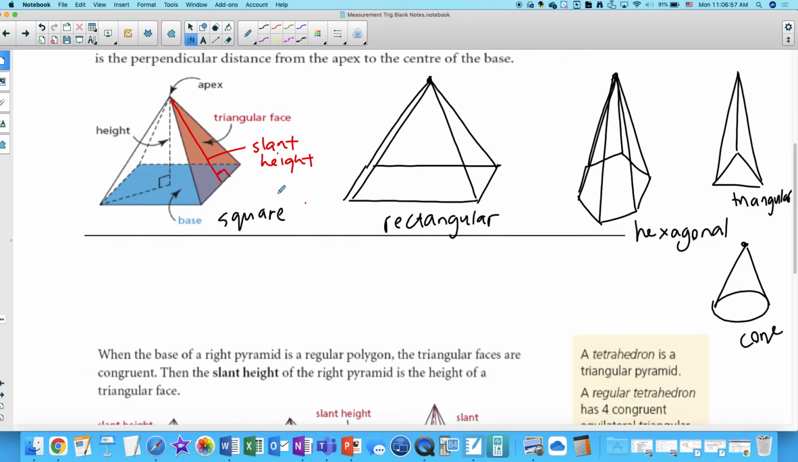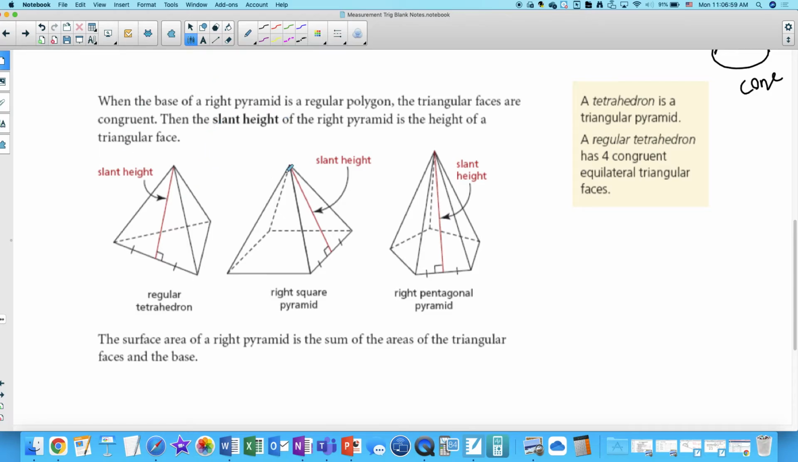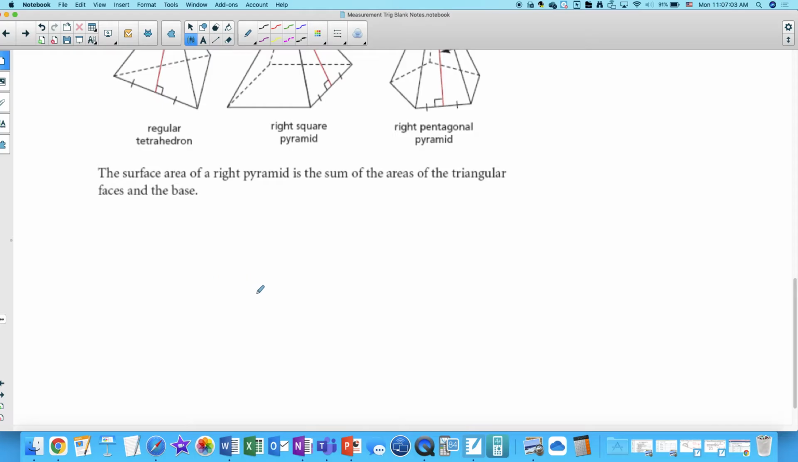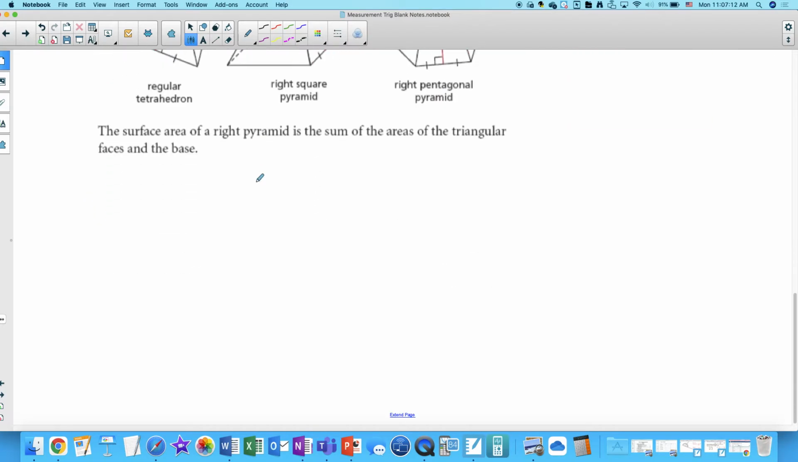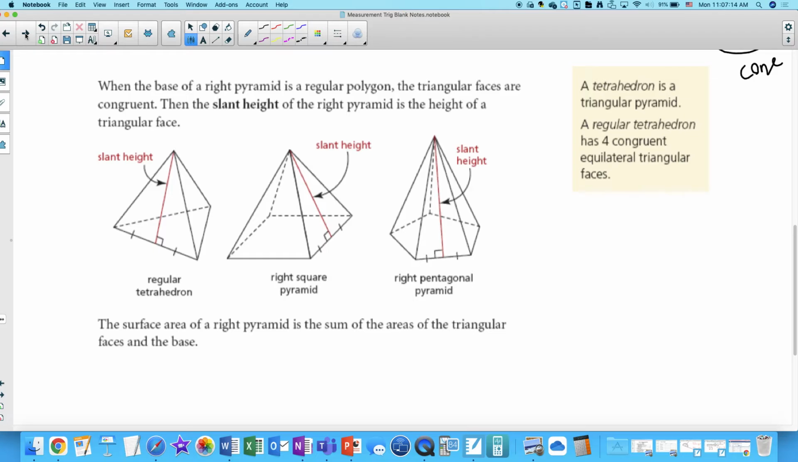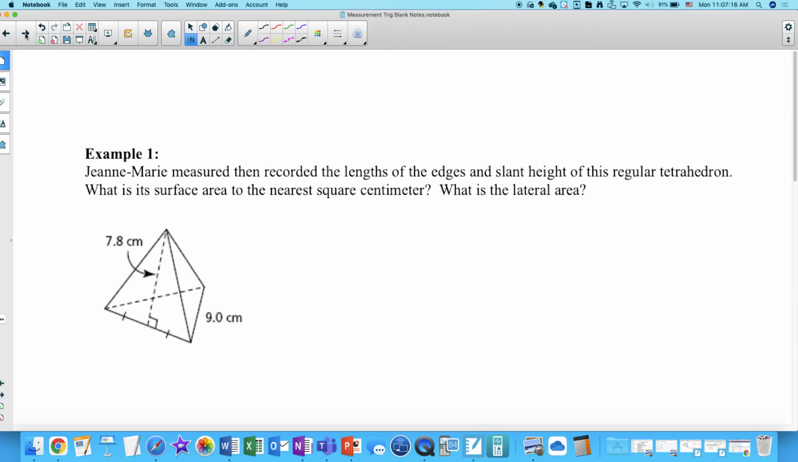Okay, so over here we have just pictures with the slant height. And then the surface area of a pyramid is going to be the area of the base plus the area of all the triangles. Okay? So let's try a couple of examples.